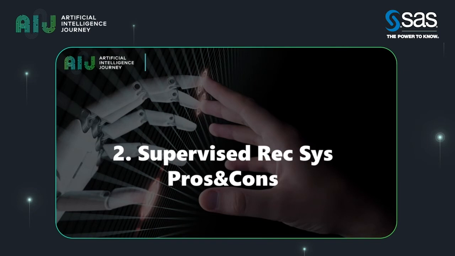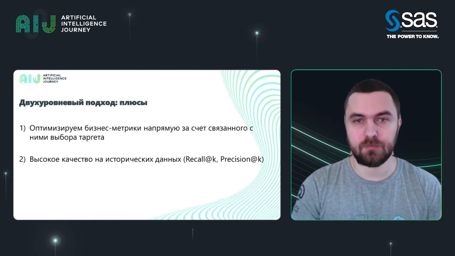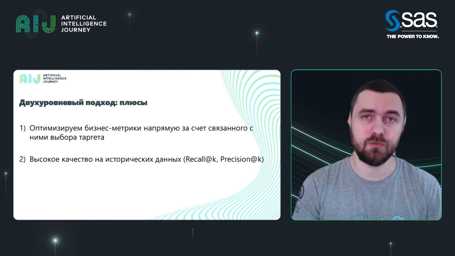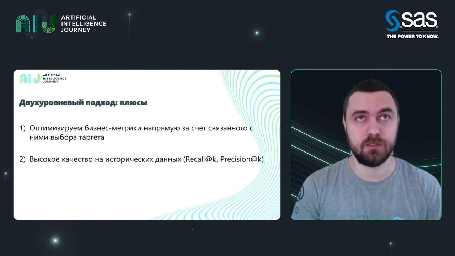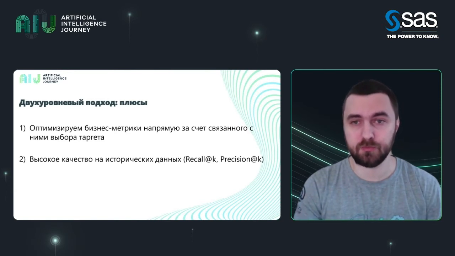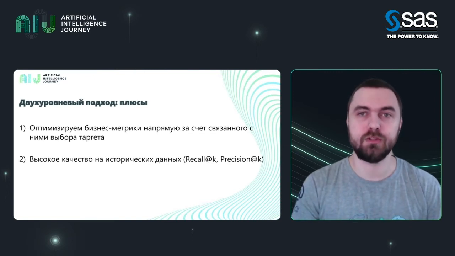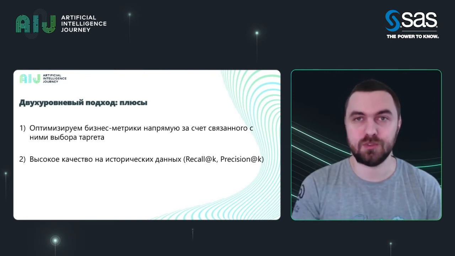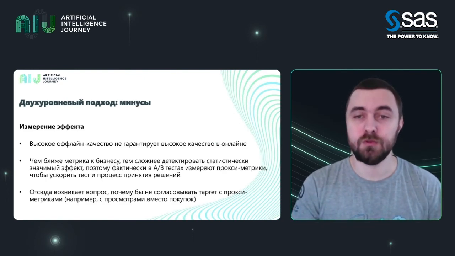Now let's discuss the pros and cons of such approaches based on supervised models. Pros first. We directly optimize the business metrics thanks to choosing the targets connected to it. When we rate the chance of something, we earn more money. It's pretty simple and straightforward. We also get a higher quality on historical data. If you check the recall at K, precision at K, the most popular ranking and recommendation assessment metrics.